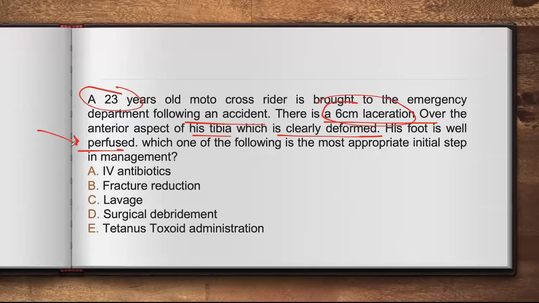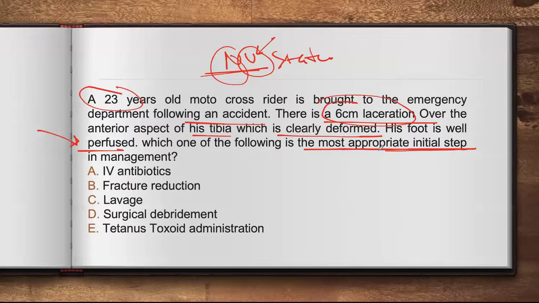If we find a patient with a fracture, what do we first think? Neurovascular status. So is there any injury to the nerve? Is there any injury to the vessel? Right? So we can see the patient has good perfusion in his foot, which means there is no vascular injury in this patient. We don't know about the neurological status, they haven't mentioned it, but that means they at least checked the neurovascular status. Which one of the following is the most appropriate initial step?